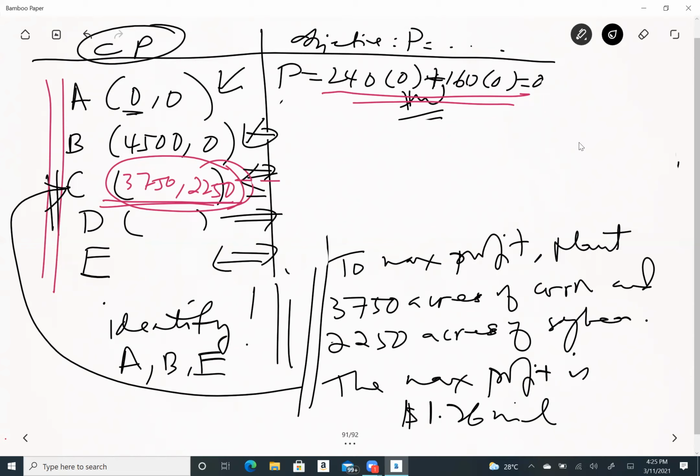Assalamualaikum. Did you do the substitution? By doing that, you will see for point C, when you substitute, you will get 126,000, 1.26 million. That's how you get it. You will get the level of the profit for each of the corner points, and then you identify the one that gives you the maximum, which is point C. So that is the maximum, and that's our conclusion. Any other question?